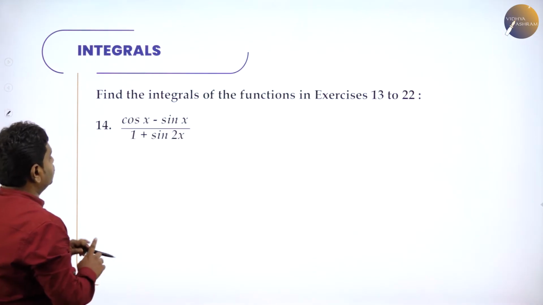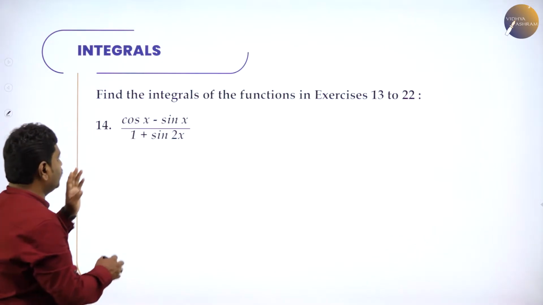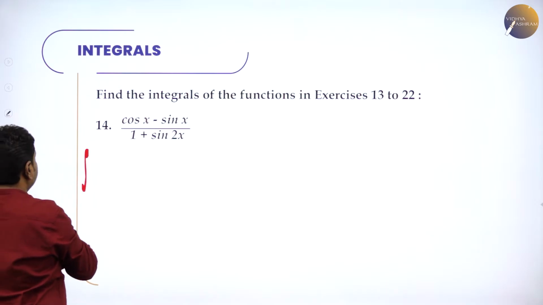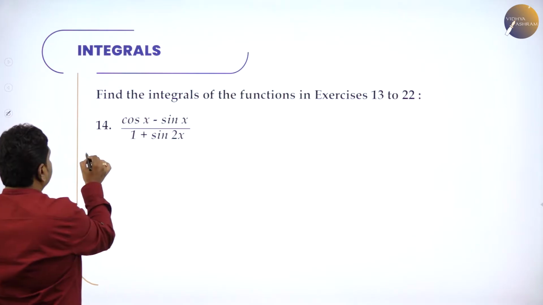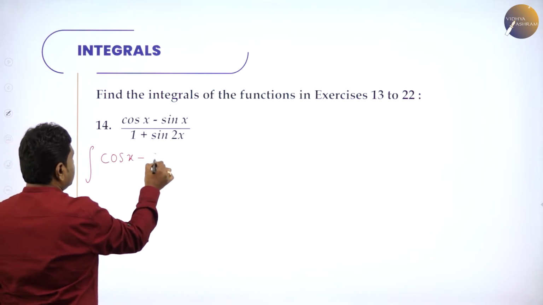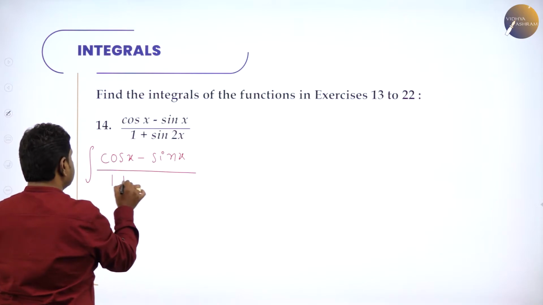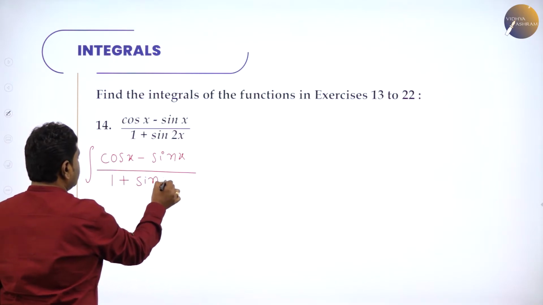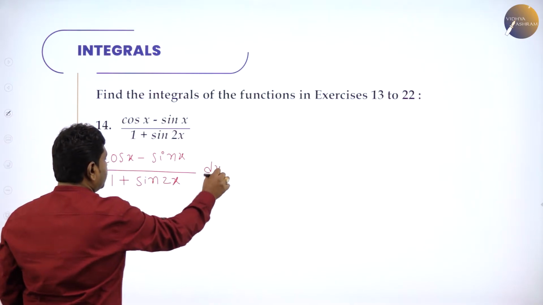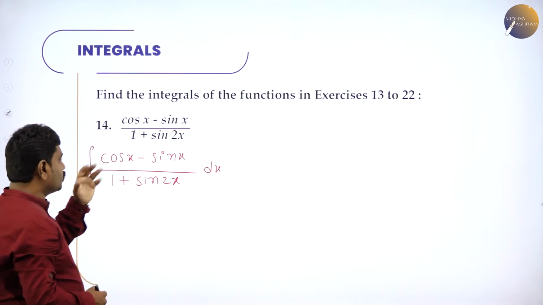The next question: cos x minus sin x by 1 plus sin 2x. They want you to integrate. So integration of cos x minus sin x divided by 1 plus sin 2x dx. My dear students, if you differentiate the denominator, I will not get the numerator. This is 2x, this is x. So what should we do?